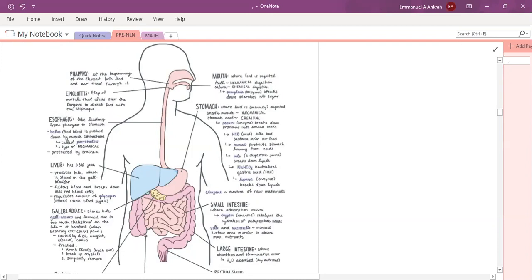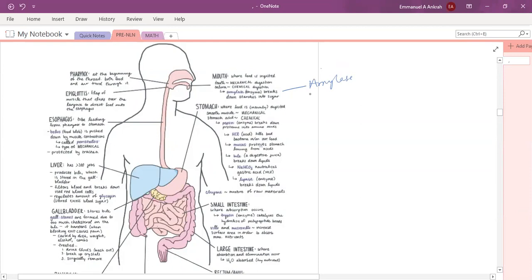Then we have chemical digestion. That's done by saliva. The saliva contains an enzyme called amylase. Remember, in the mouth you have the enzyme amylase. Amylase breaks down starch into simple sugars. It's an enzyme.